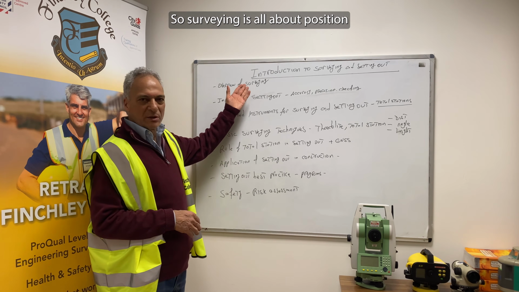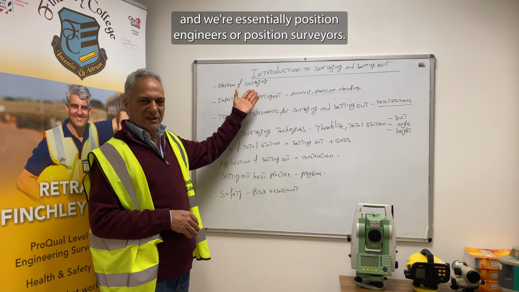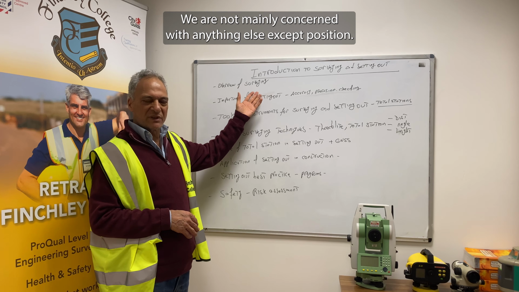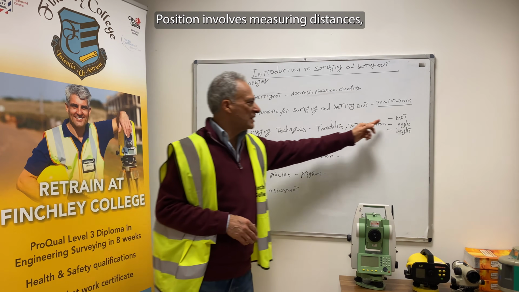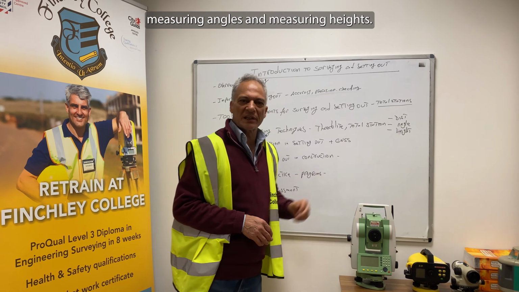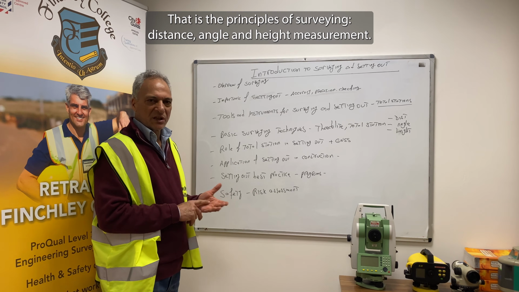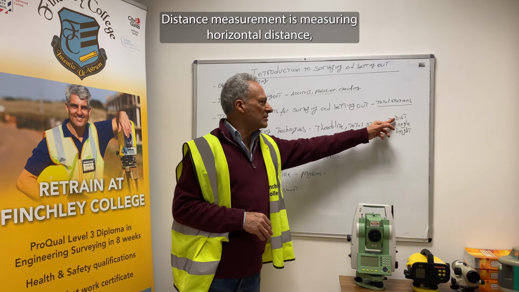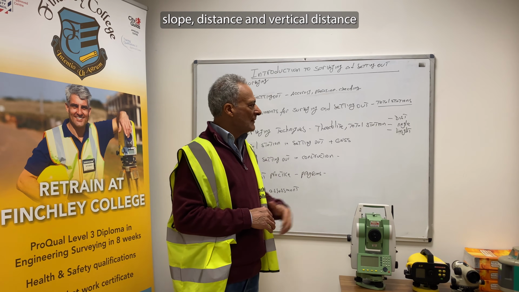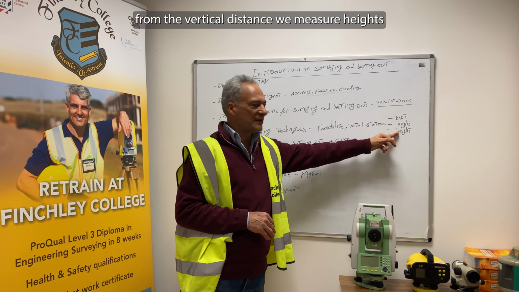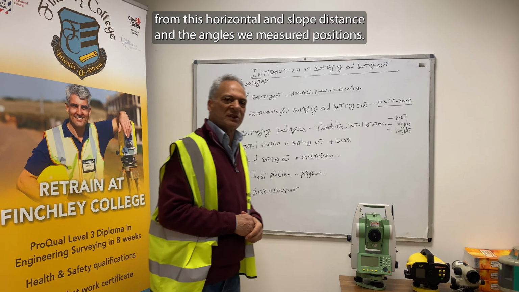So surveying is all about position. And we are essentially position engineers or position surveyors. We are not mainly concerned with anything else except position. Position involves measuring distances, measuring angles, and measuring heights. That is the principles of surveying: distance, angle, and height measurement. Distance measurement is measuring horizontal distance, slope distance, and vertical distance. From the vertical distance, we measure heights. From the horizontal and slope distance and the angles, we measure positions.